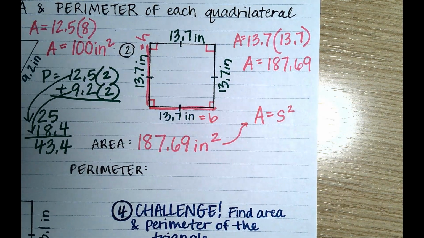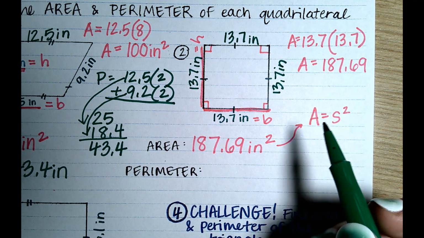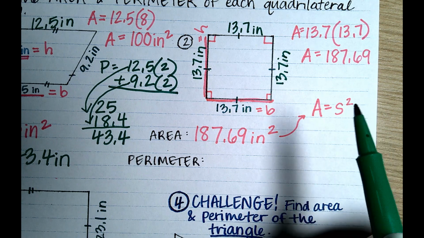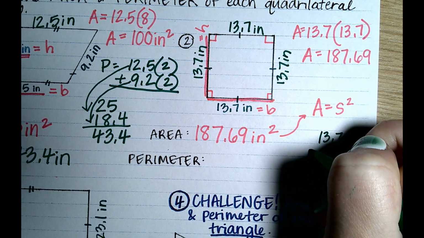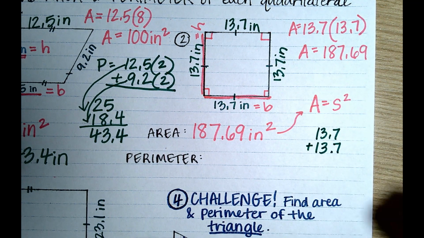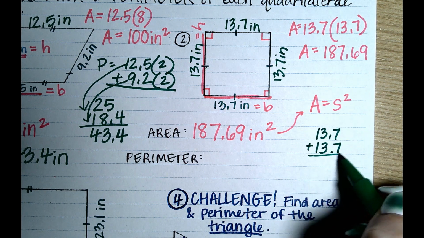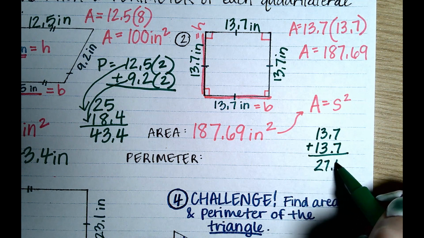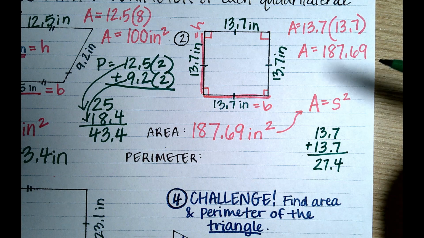Okay, so we've got that. Now, how would I find the perimeter? Did you add? Yes, what will I add? 13.7 plus 13.7. Okay, 13.7 plus 13.7, that's two sides. You'll make it 27.4. Okay, so that's two of my sides. Does that give me the whole perimeter? What else do I need?